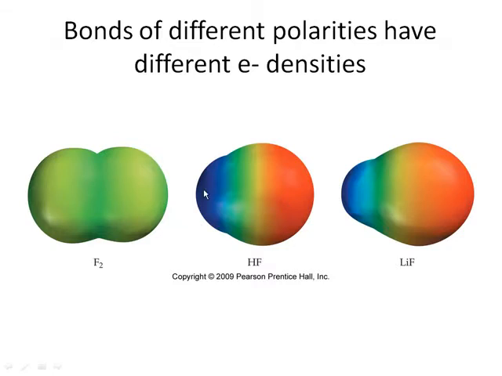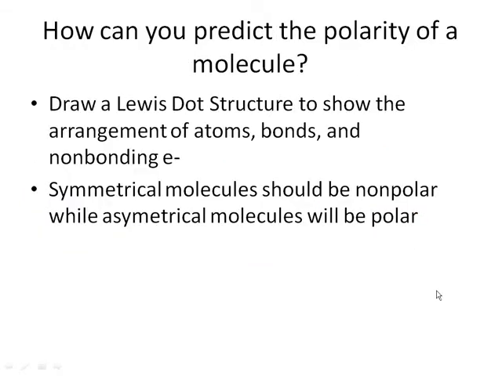and a partial positive building up on little old hydrogen. In lithium fluoride, now I'm not even in a covalent compound. I've got a metal and a nonmetal. So these are fully ions. I've got a lithium +1 cation and a fluoride anion. So we've got fully positive here and fully negative. So that's definitely polar. How can you decide whether a molecule is polar?